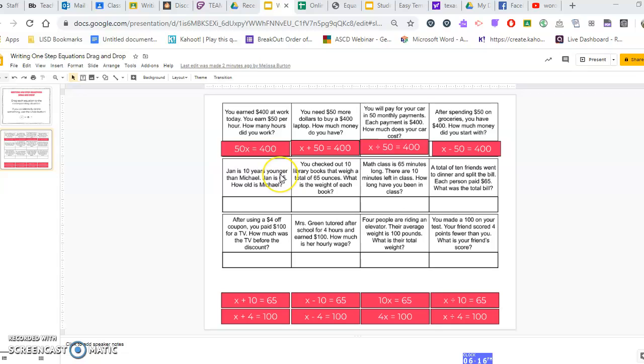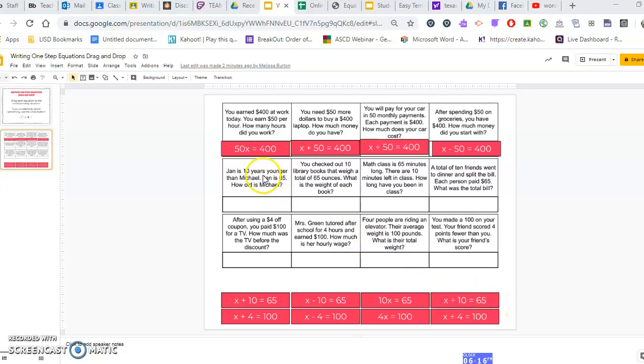Jan is 10 years younger than Michael. Jan is 65. How old is Michael? So we know Jan's age. Jan is 65. We're looking for how old Michael is. We know that Jan is 10 years younger than Michael. So to get Michael's age, we would add 10 to Jan's age. So that would be 65 plus 10 would give us Michael. I don't see any down here that say 65 plus 10.